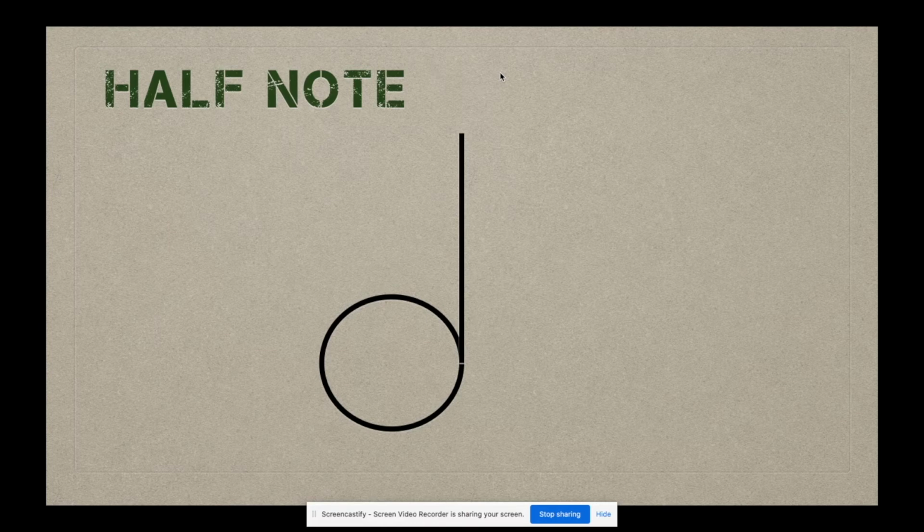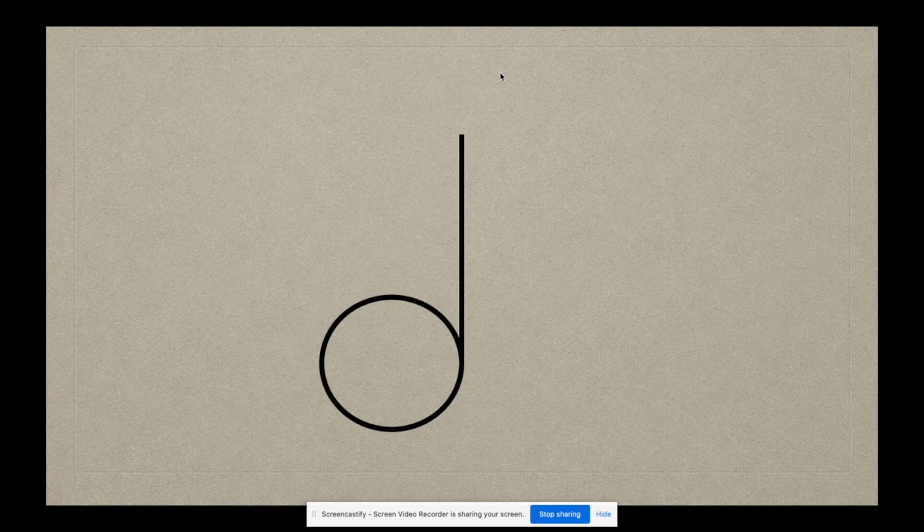So if it's an open circle, if it's a white circle with a stem, then it's called a half note, and it is 2 beats. Okay, if you remember that the whole note is 4 beats and this is half of that, that makes 2 beats. So there you go.